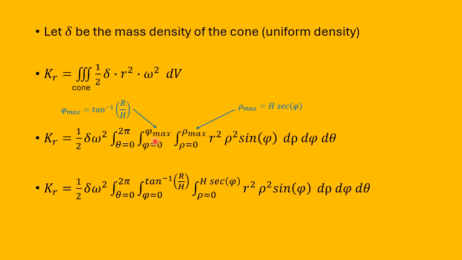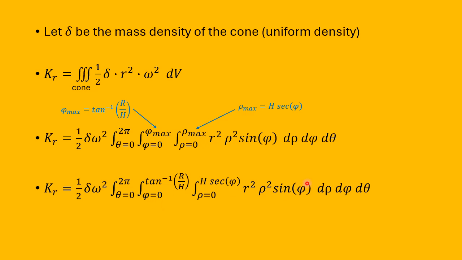So we know that phi max is the inverse tangent of r over h. We also know that rho max is h secant phi, and so we'll just plug these two upper limits into those integrals down here. So we now have the entire total kinetic energy of rotation of that solid cone given by this integral.